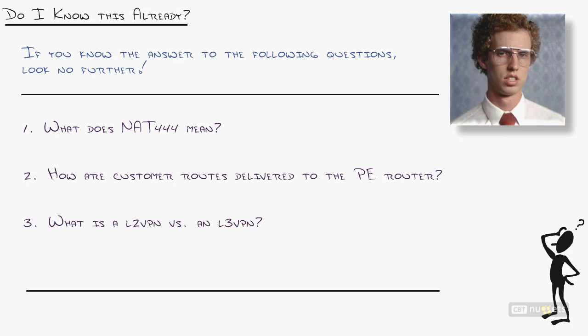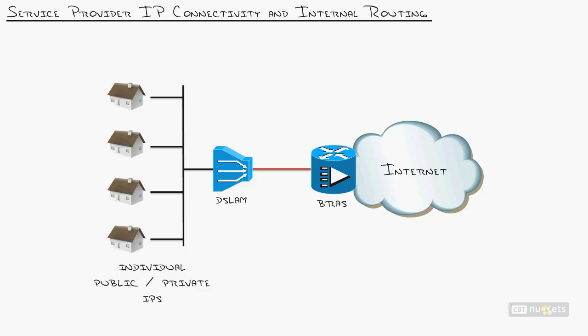Here are your do I know this already questions. So if you know the answers to these, move right along to the next nugget in the series. Well, let's start off with IP connectivity and internal routing.